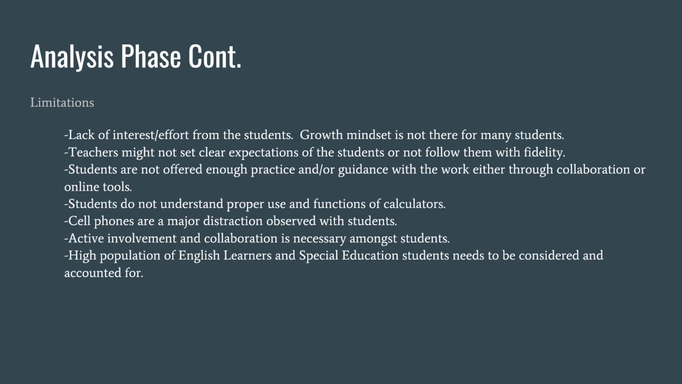Some of the limitations we took into account included that teachers might not set expectations clearly enough for the students or might not follow them with fidelity. Calculator use is extremely important when using trig ratios, so students not understanding the proper use and functions of those calculators was something we had to consider. Also, at my particular school, we have a high population of English learners and special ed students that need to be considered and accounted for also.